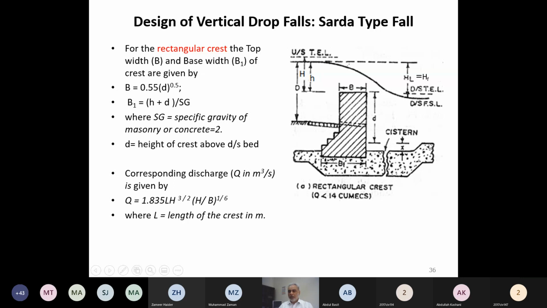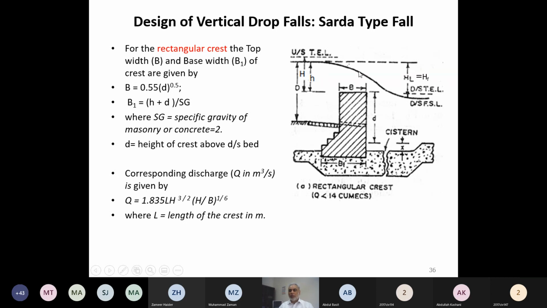So if the downstream bed level is known and if d is known, we can decide the B. Initially, when you are the designer, this B is not known, and similarly, you are designing the fall, so this d is also not known. Then we have to assume either of these and calculate the other one, and then recheck whether we have provided the correct one or not. So that will be informed to you, how to start the design problem.